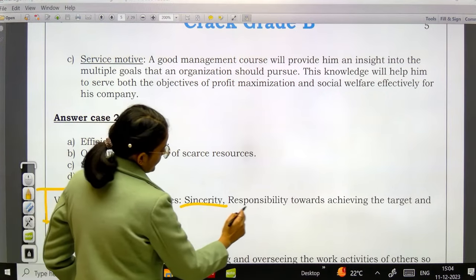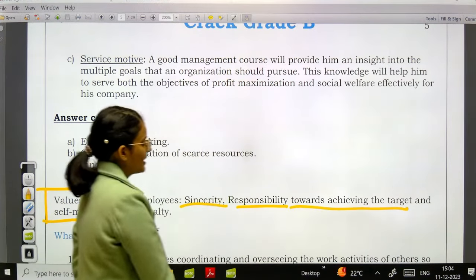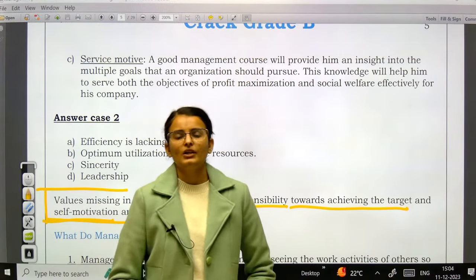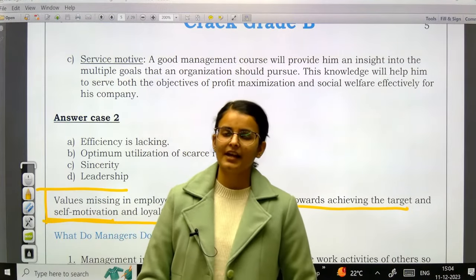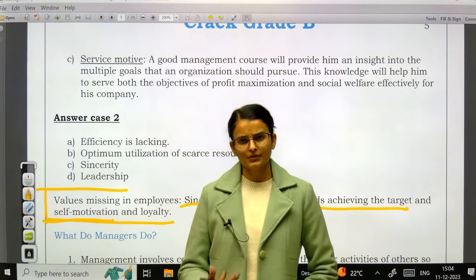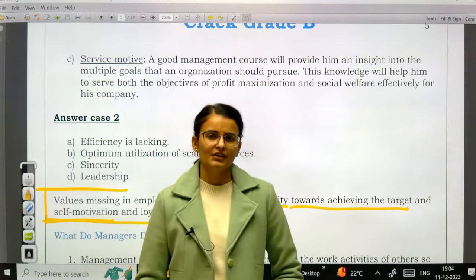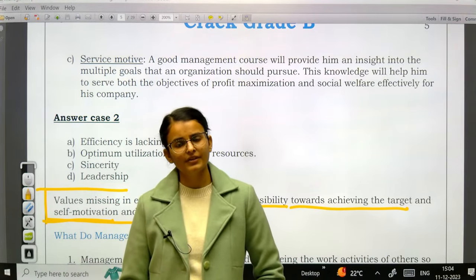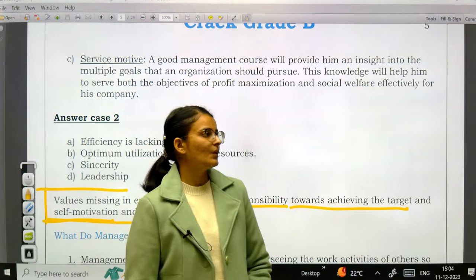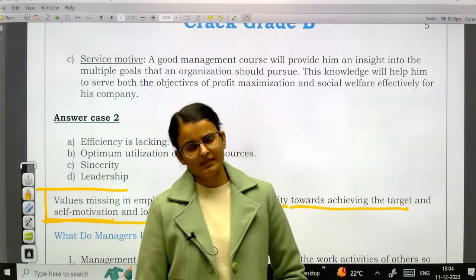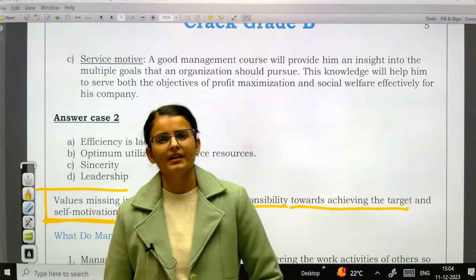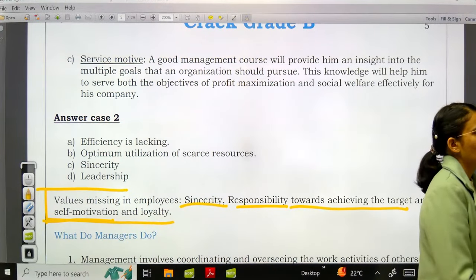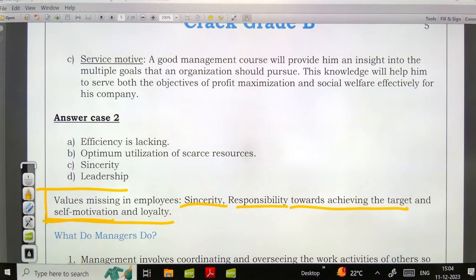Now, what values are missing in employees? Sincerity, responsibility towards achieving the target, self-motivation and loyalty. These ethical values are missing in the employees. If they find that their wages are less, they should show some loyalty and contact the manager, saying they want some more wages, or that this much is not enough for them, or that they are not feeling motivated to do the work. They should sit with the manager and talk about the issues they are facing. So loyalty, sincerity and responsibility are missing on the part of the employees of the organization.